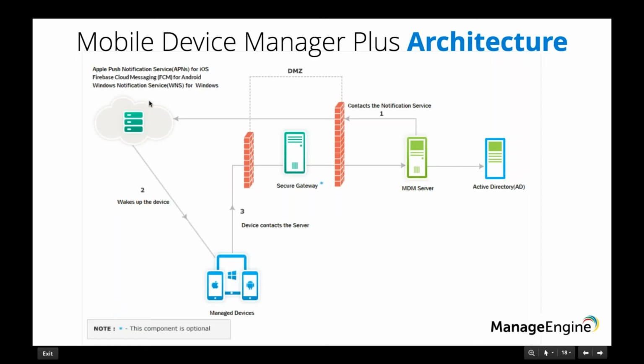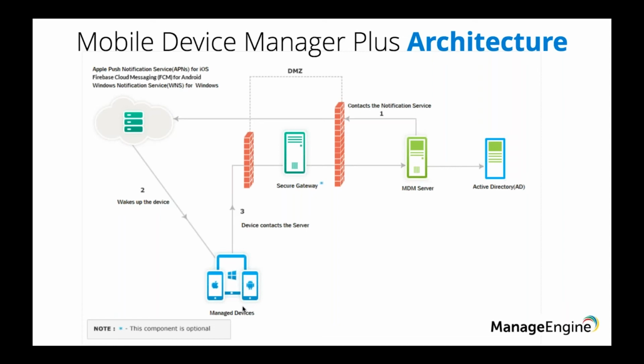As you can see here, the notification services are platform specific with Apple Push Notification Service or APNS for iOS, Firebase Cloud Messaging or FCM for Android, and Windows Notification Service or WNS for Windows. As the devices to be managed are mobile and are always on the go, it is recommended that you add your internal IP address with an external IP address.